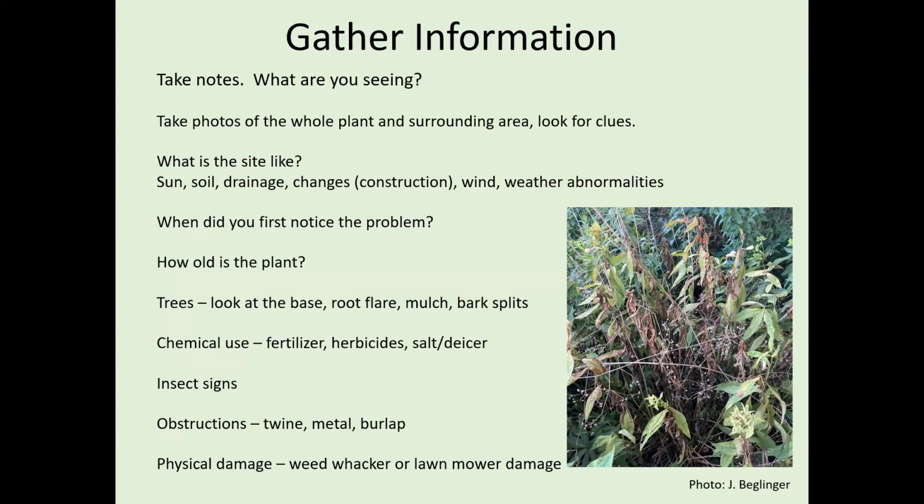You want to make note of when you first noticed the problem, and is it getting worse over time? Other things to consider: how old is the plant? Some plants just have a certain lifespan. Is it getting to the end of its lifespan and it's just starting to senesce? Blue spruce in our area, we noticed that after maybe 15 to 20 years, they become very prone to needle cast diseases. Sometimes it's just age dependent.